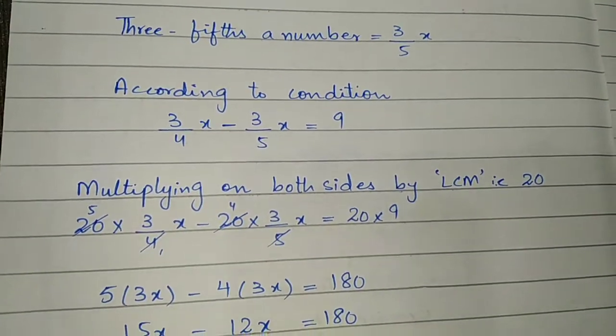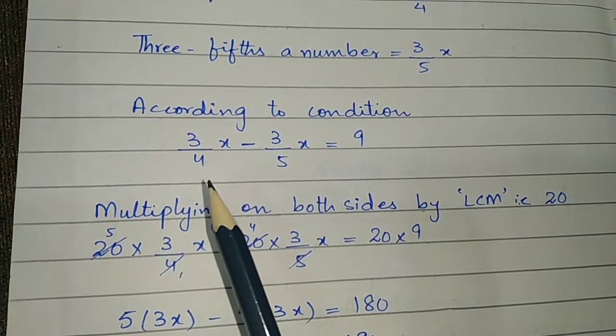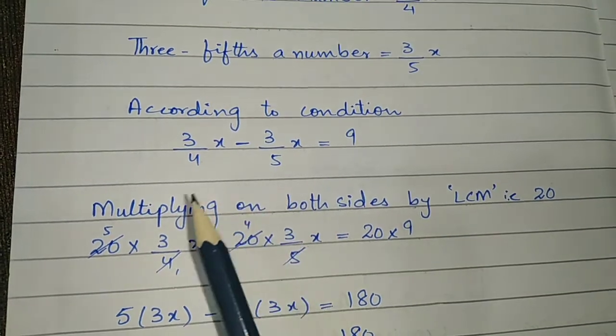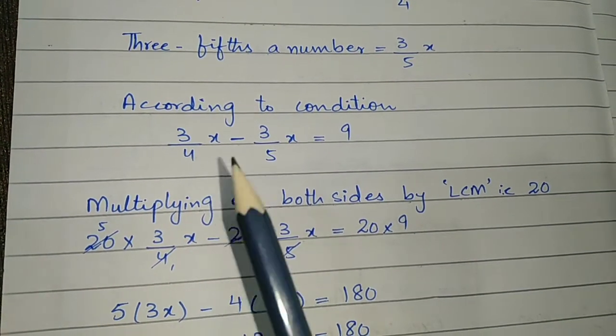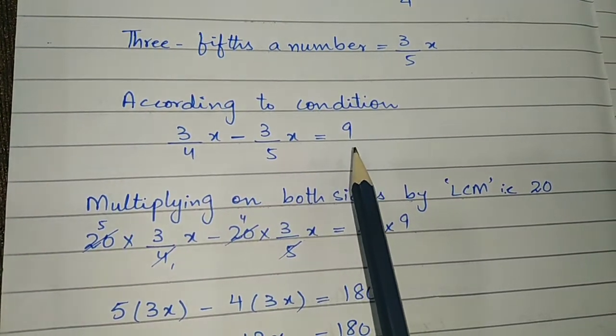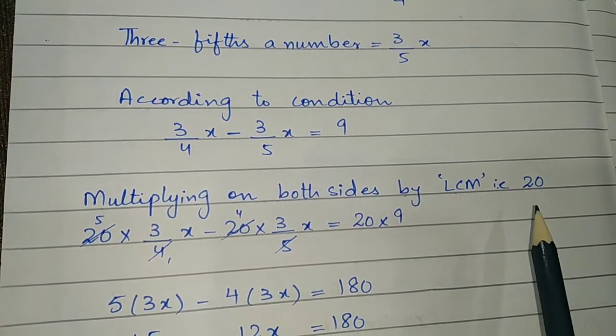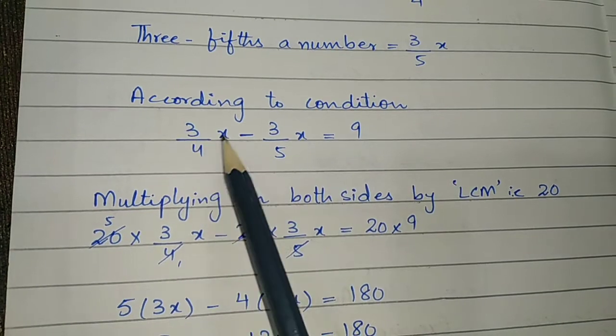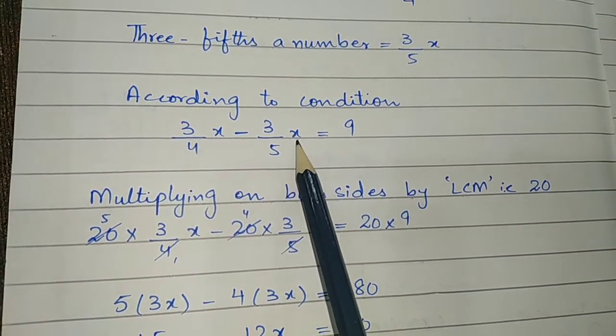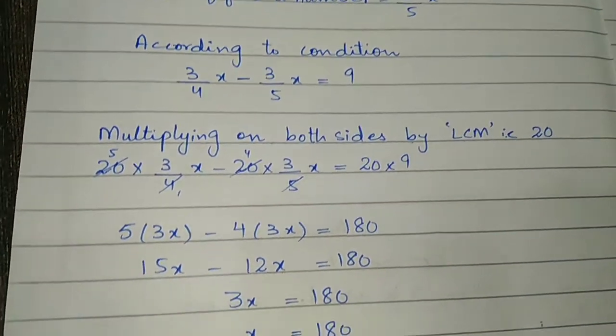So firstly we have to remove the denominators. For that we have to take the LCM and multiply on both sides by the LCM. So the LCM of 4, 5 and 1 is 20. So we have to multiply on both sides by the LCM, that is 20. So 20 times 3 by 4x minus 20 times 3 by 5x equals 20 times 9.